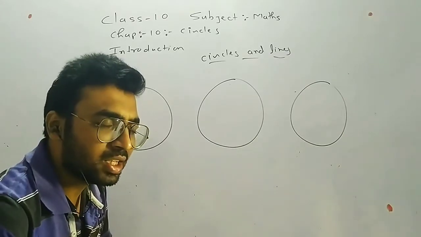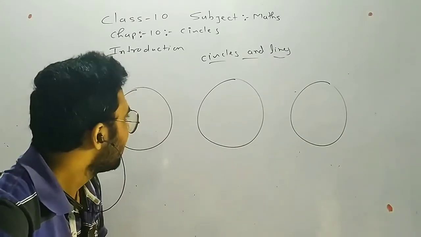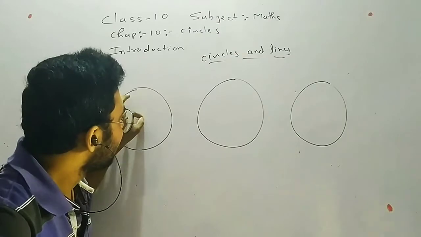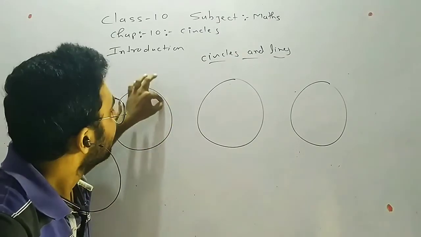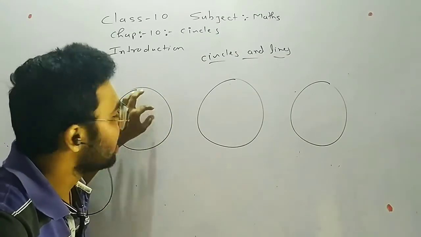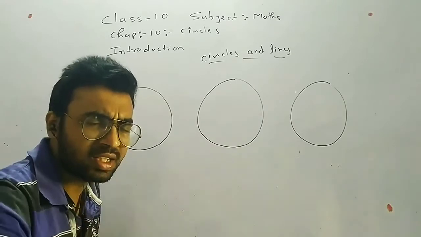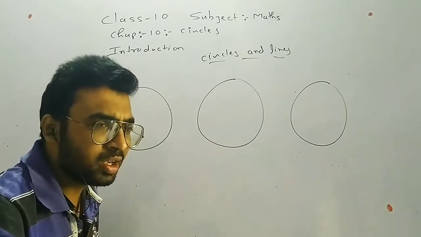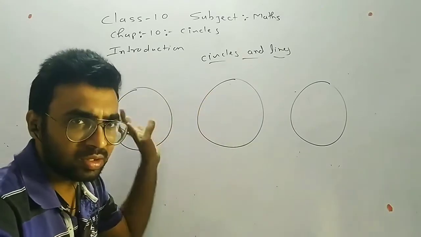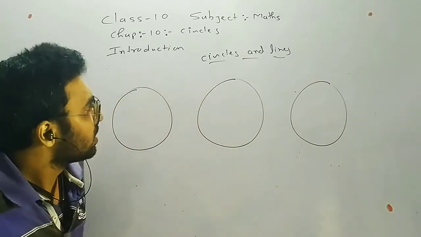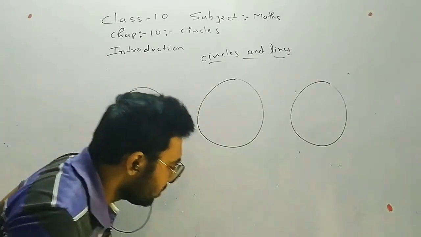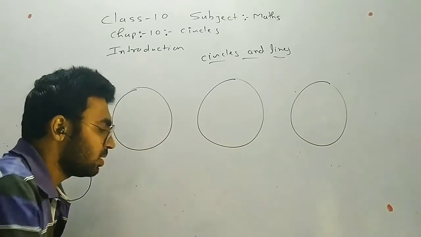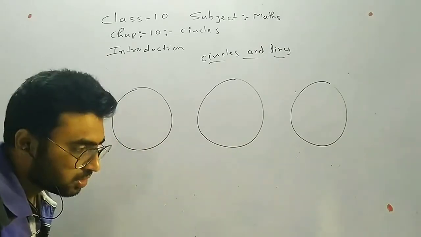So first of all, you know what a circle is. You already studied in class 9 that a geometry made of points at the same distance from a center is called a circle. You already learned this in class 9. Gola, circle, you know that, no? So in this chapter we will learn circle and line.